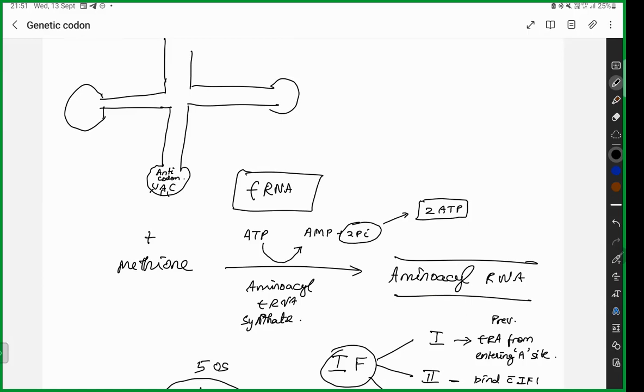Once you understand this, the next important thing I want you all to know is, let it be methionine or formyl methionine, what is the codon? Codon is going to be AUG. If the codon is AUG, what will be the anticodon end of it? Anticodon is going to be UAC. Therefore, the anticodon present at the anticodon end of your tRNA is going to be UAC.